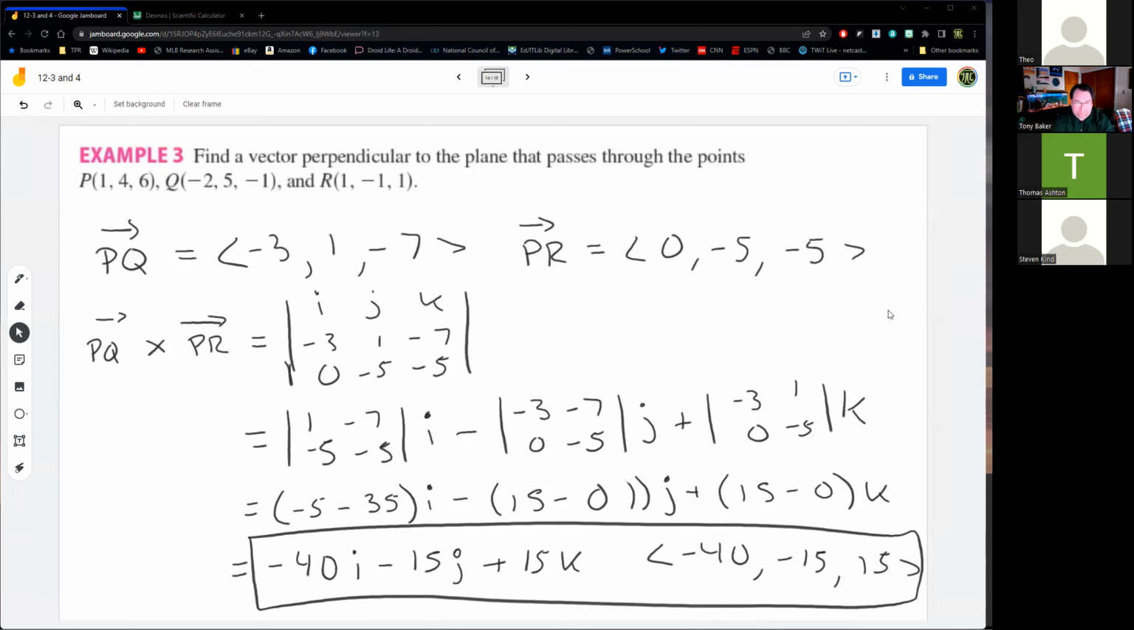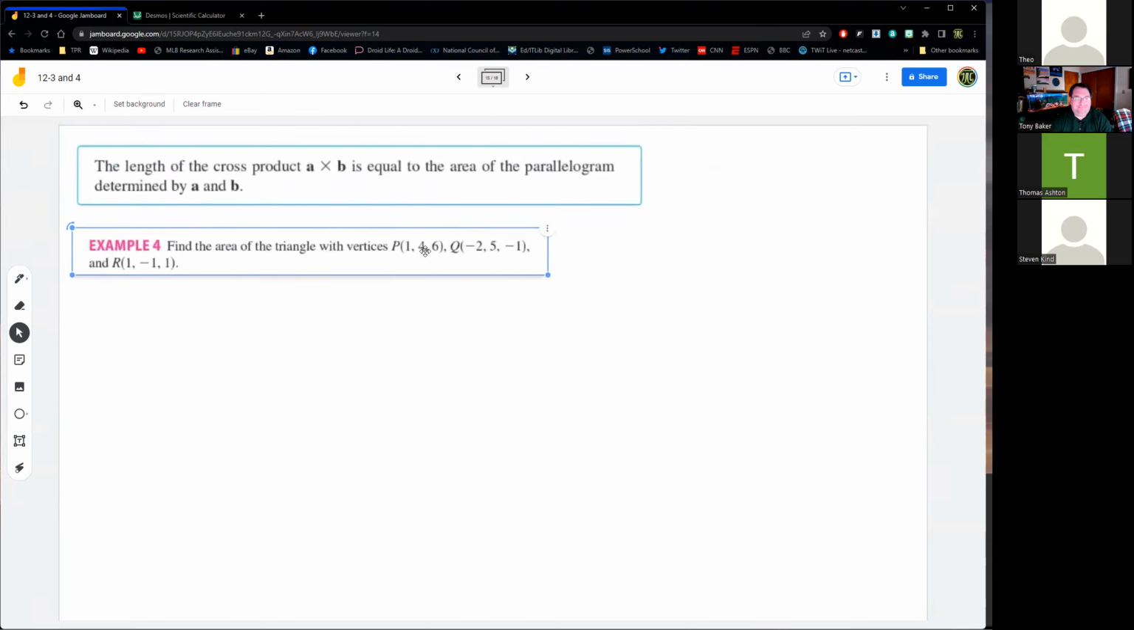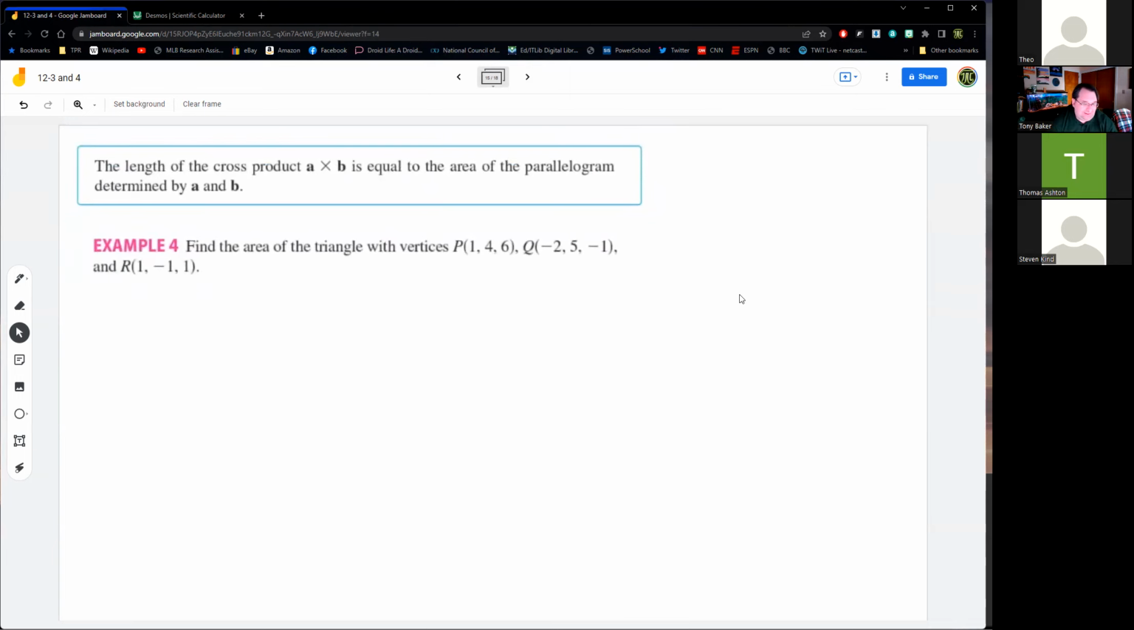Okay. All right. Now that we can find the cross product is perpendicular, we actually can use the information that we had and find the area of a parallelogram based on this.